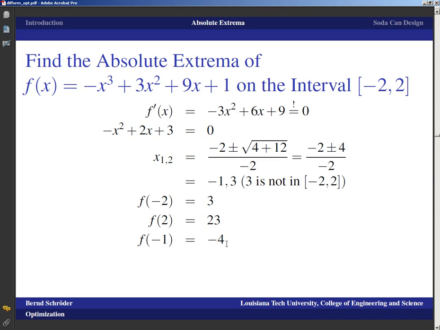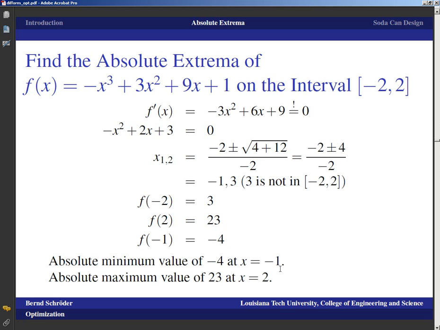Well, okay, so that means now the largest of these values, which is the 23, should be the absolute maximum, and the smallest, the negative 4, is the absolute minimum. Yes, the absolute minimum value is negative 4, and it's assumed at x equals negative 1. The absolute maximum value, which is 23, is assumed at x equals 2. And that is pretty much the verbal answer to this problem.